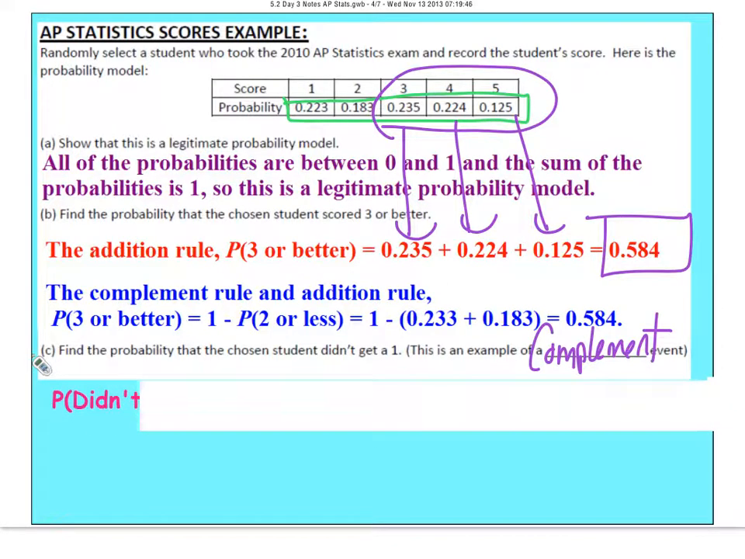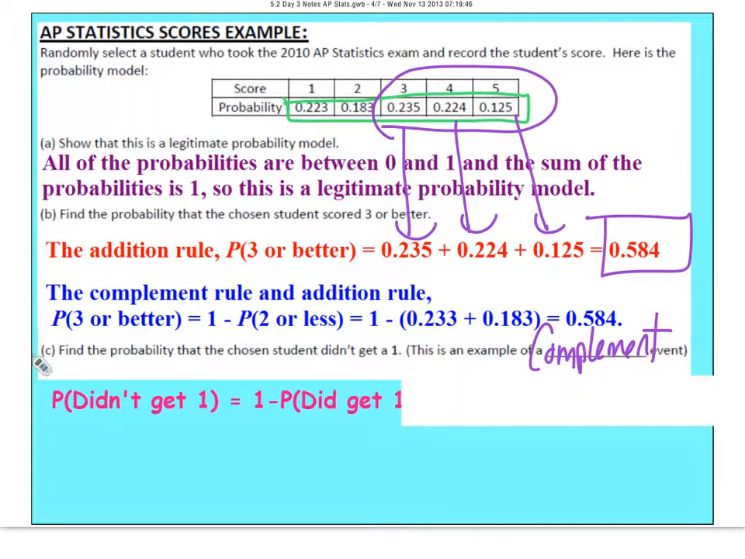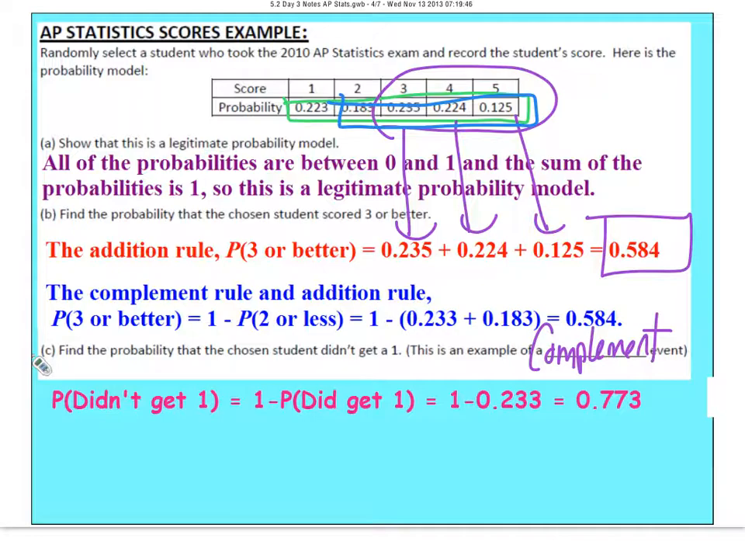So to write this out, the probability you didn't get a 1 equals 1 minus the probability I did get a 1. Well, that's 22.3%. So take 1 minus that, and we're going to get the answer of 0.773. Now, again, this is not the only way to have done this problem. I could have just added all 4 of these up if I preferred to.